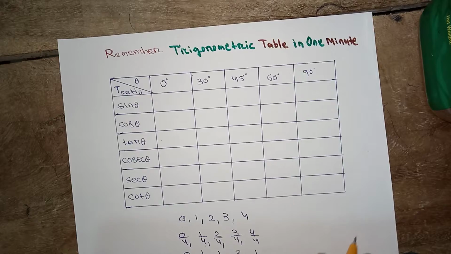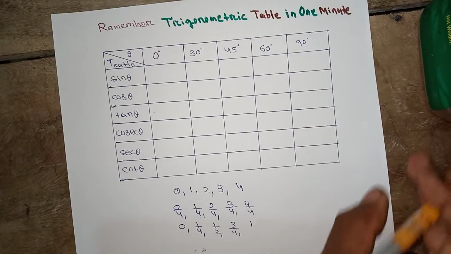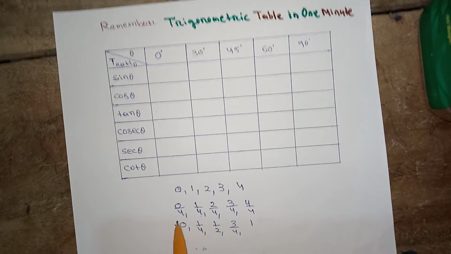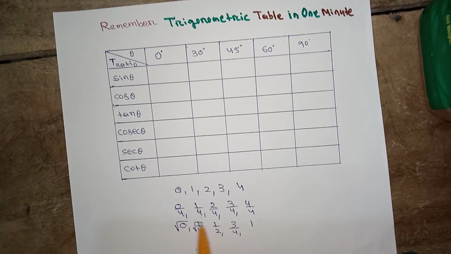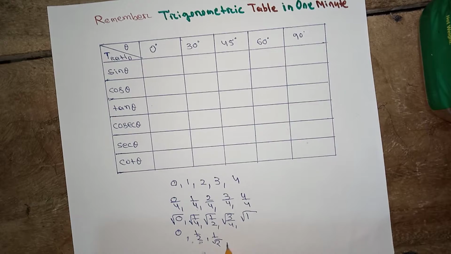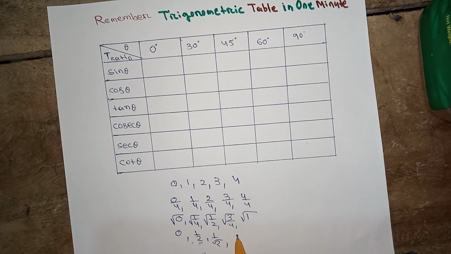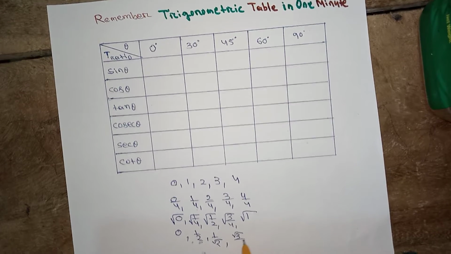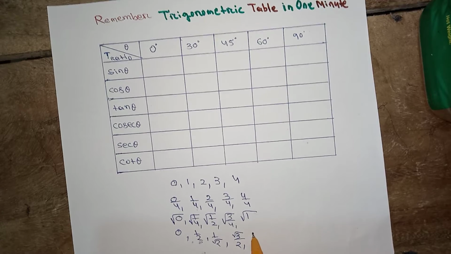Then take the root of each number. Root of 0, 0. Root of 1 by 4, 1 by 2. Root of 1 by 2, 1 by root 2. Root of 3 by 4, root 3 by 2. Root of 1, 1.